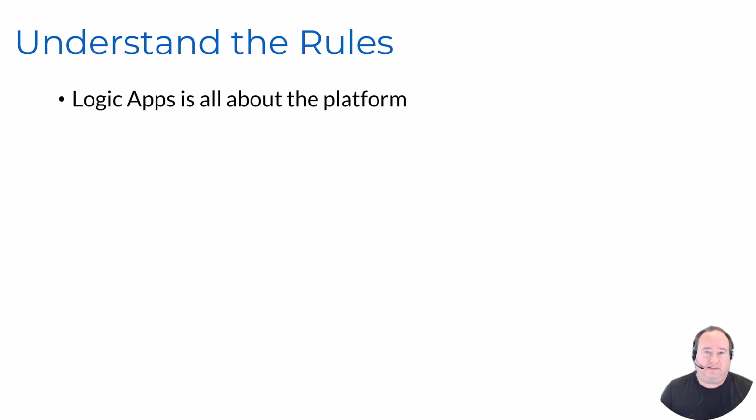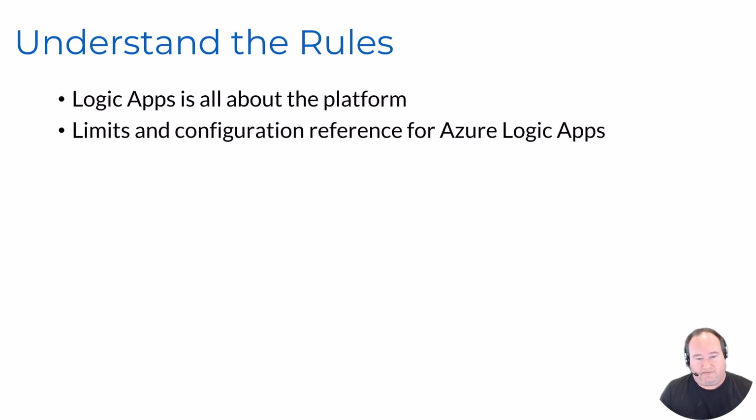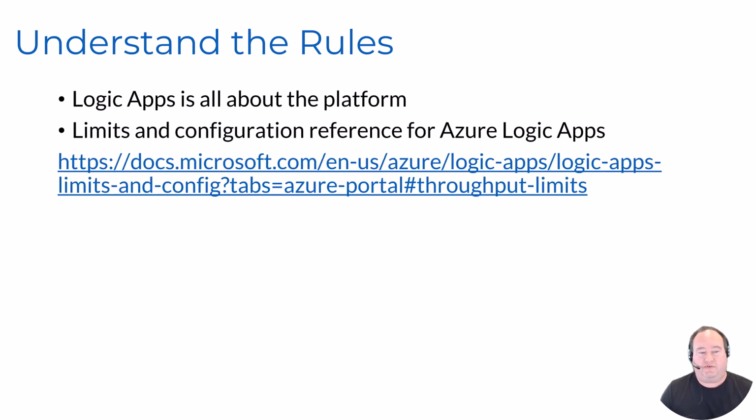Logic Apps, like I said, is all about the platform that it's going to run on. There's limits and configuration references for Logic Apps all over the place. There's a full list of the Logic App workflow, throughput limits, and stuff like that here. The key thing to take away here is that the limits exist to ensure that you don't overrun the system. So, for example, there'll be API limits, there'll be limits in file size. I think it's 100 meg inside of a Logic app. And the limits do change over time, generally go up over time.